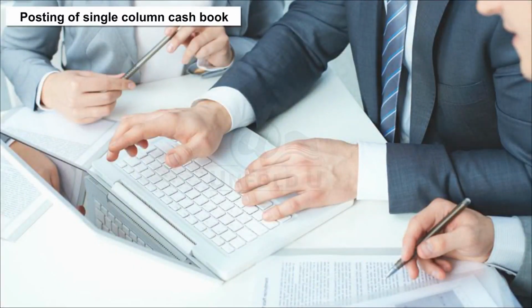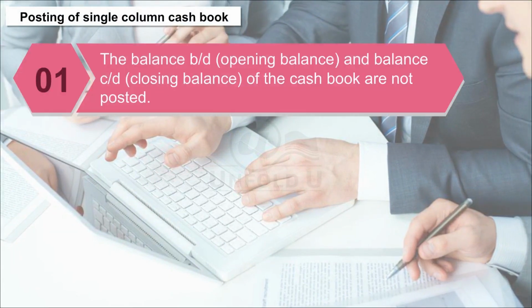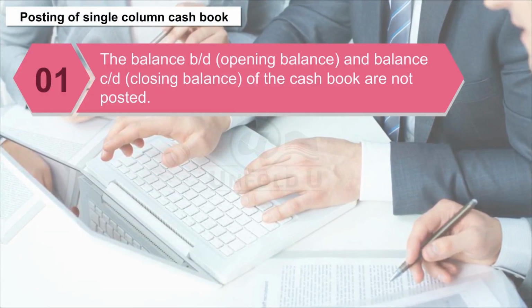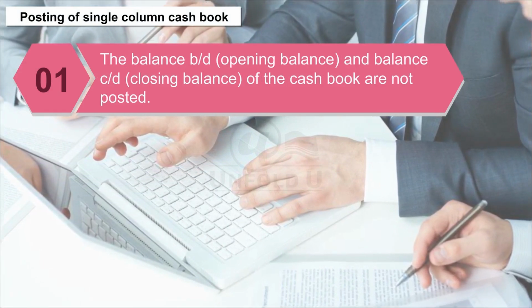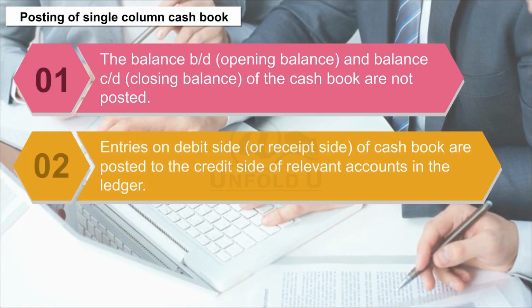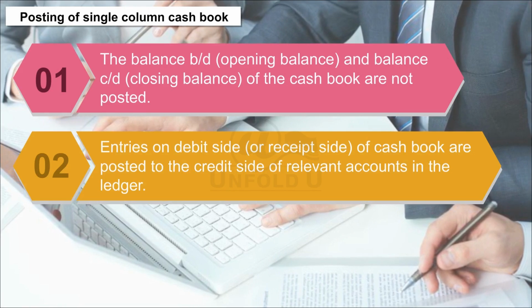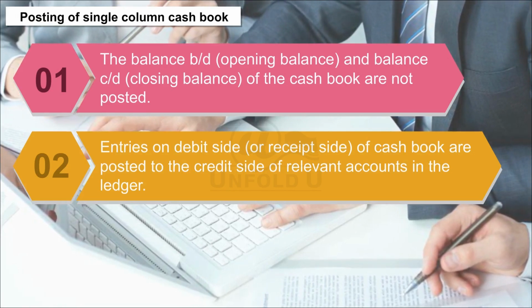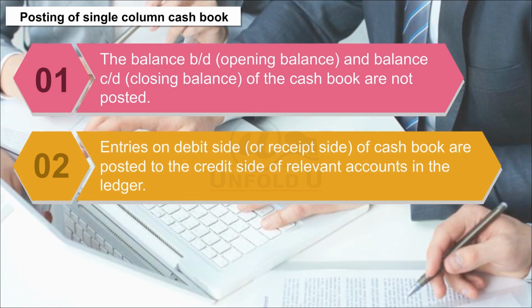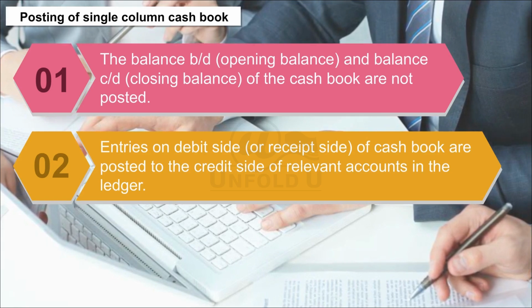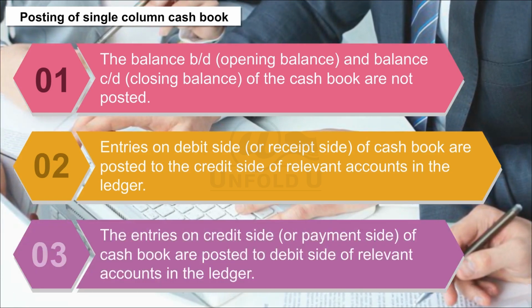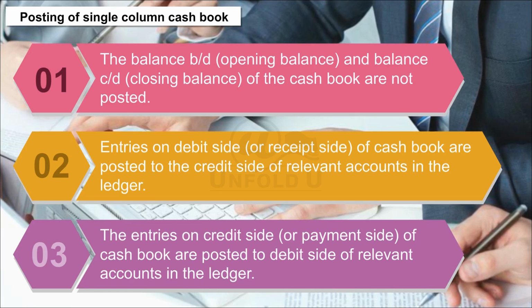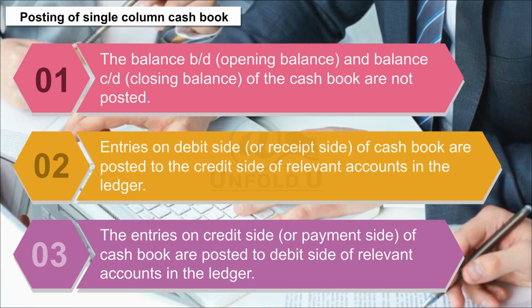Posting of single column cash book. 1. The balance b/d (opening balance) and balance c/d (closing balance) of the cash book are not posted. 2. The entries on the debit side or receipt side of the cash book are posted to the credit side of relevant accounts in the ledger. 3. The entries on the credit side or payment side of the cash book are posted to the debit side of relevant accounts in the ledger.